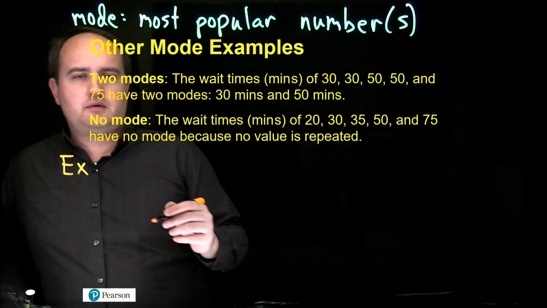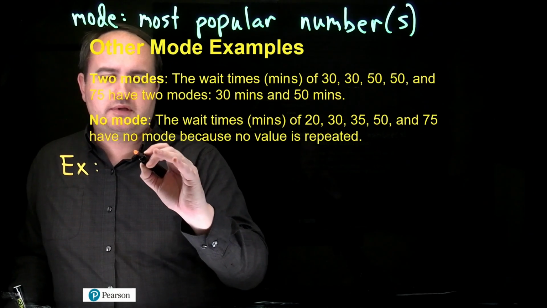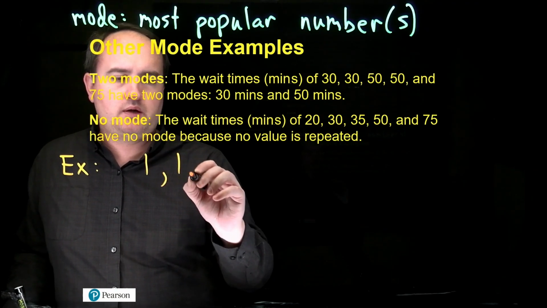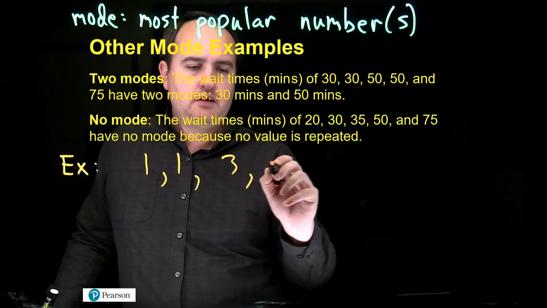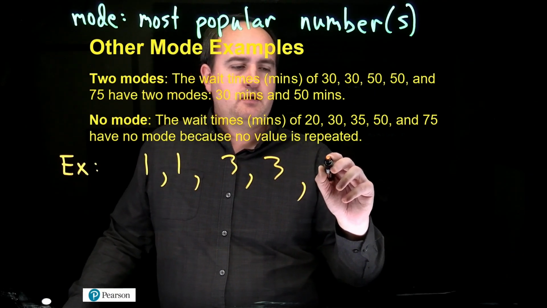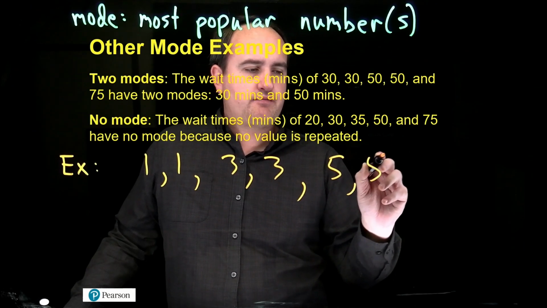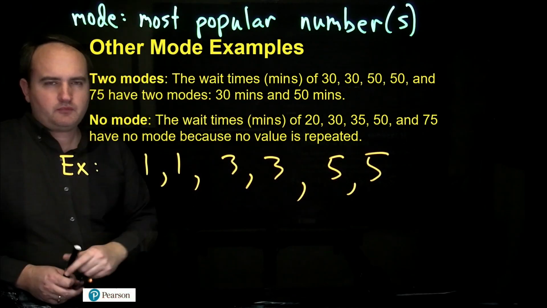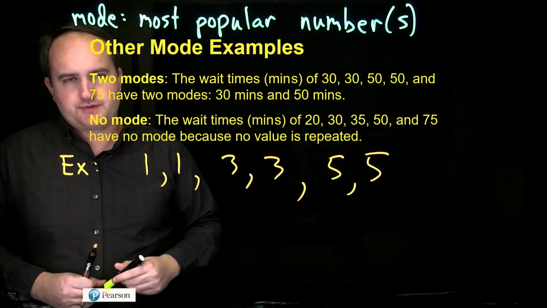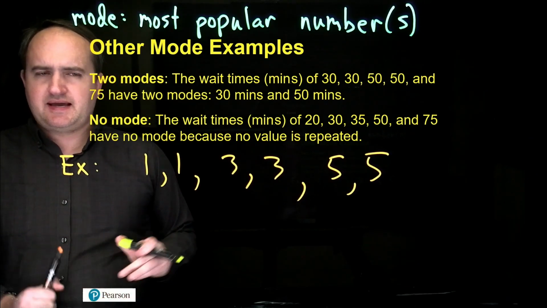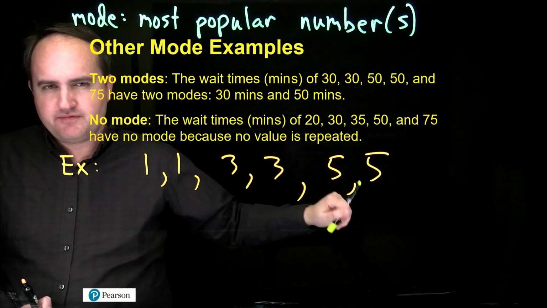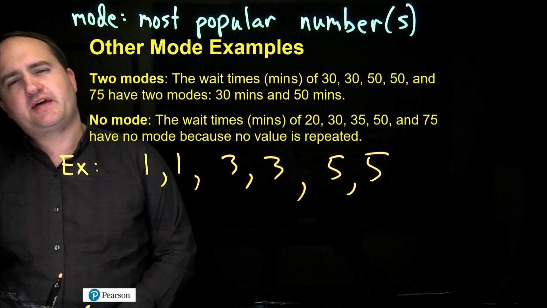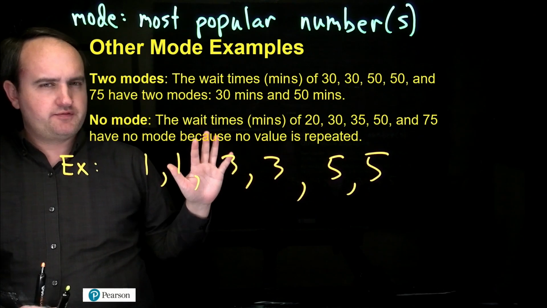Let's take a look at numbers. So let's take a look at 1, 1, 3, 3, and then 5, 5. So take a look at these numbers. Do you think this has 1, 2, 3 modes, or does this have no mode? Think about that for a second. You can pause the video if you need to.